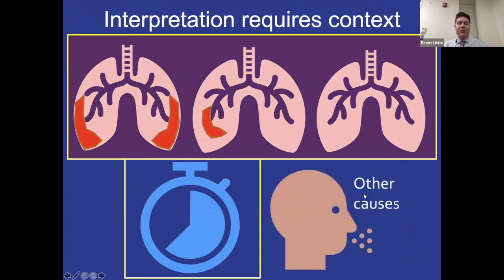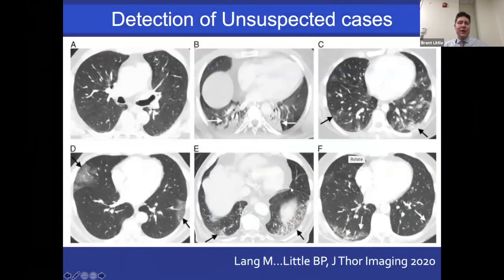The other factor that we're going to talk about right now is other causes of the findings that you think might be COVID-19. So we'll talk about that. So this is one of the key roles of imaging and appreciating the so-called typical appearance of COVID-19. All of these cases were actually unsuspected cases of COVID-19.